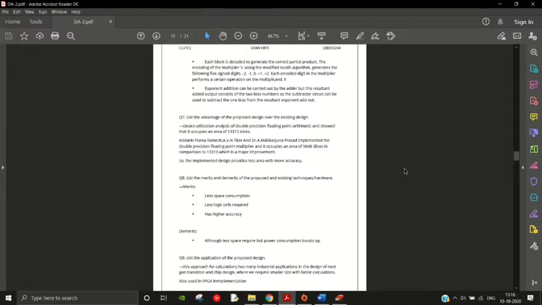Next question was to list the advantages of the proposed design over the existing design. The device utilization analysis of double precision floating point unit arithmetic shows that it occupies an area of 13,313 slices. Now Adanki Purna Ramesh, AVN Tilak and Dr. A. Mallikarjuna Prasad implemented the double precision floating point multiplier and it occupies an area of 5648 slices in comparison to the 13,313 slices, which is a major improvement. So the implemented design provides less area with more accuracy.